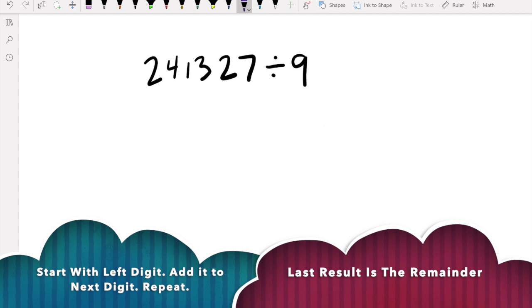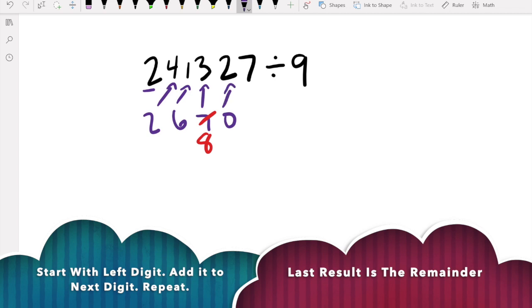Okay, now let's try one where the remainder does not go into 9. So you're going to get some sort of remainder, and I'll show you how that works. So let's start like we always do. We start the 2 here. 2 plus 4 is 6. 6 plus 1 is 7. 7 plus 3 is 10. So you write the 0, and then you carry the 1. And we're at 10 right now.